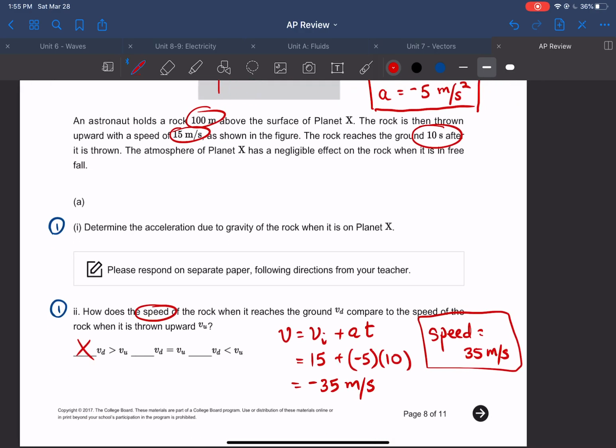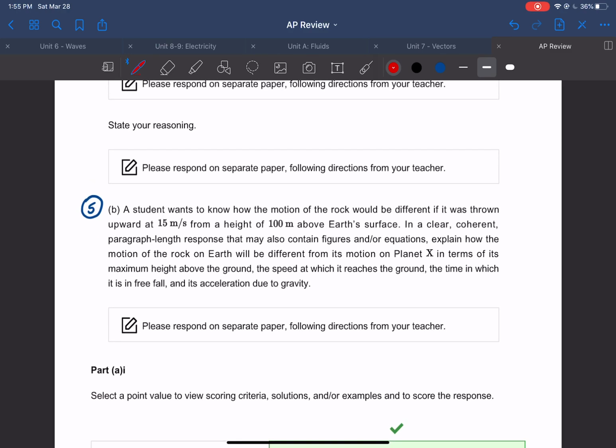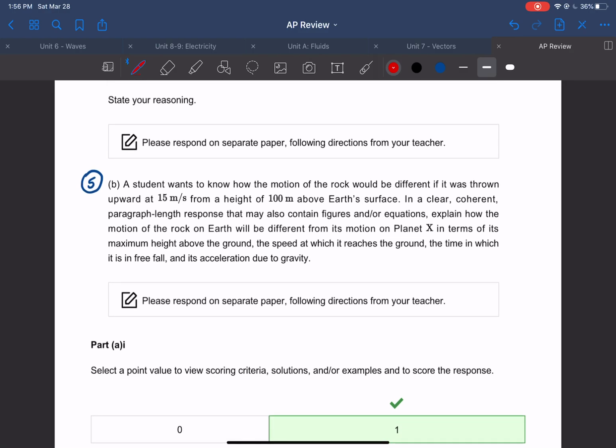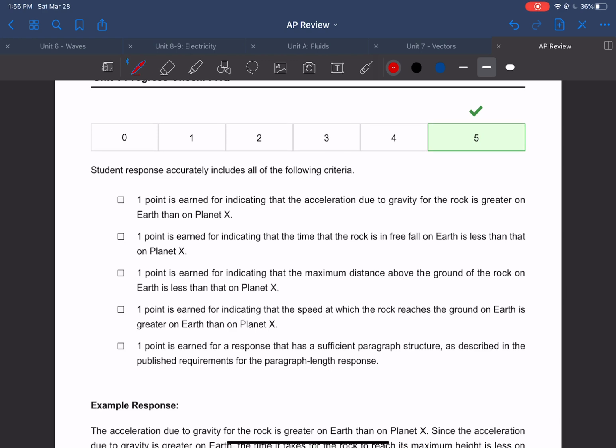All right, so most of the points for this question came in part B, which was worth 5 points, and it asks you to give a paragraph response describing how this would play out differently if you did this on Earth rather than on planet X. So remember, on Earth, acceleration due to gravity is minus 10 meters per second squared. All right, so I will just show you their answer here. They list very clearly bullet points that they want you to mention.